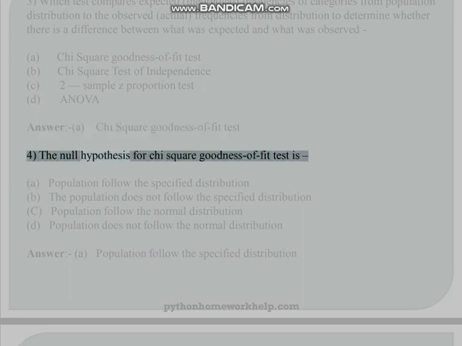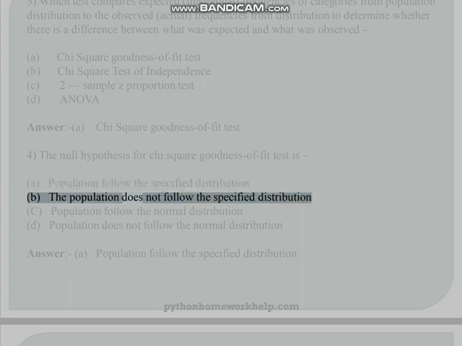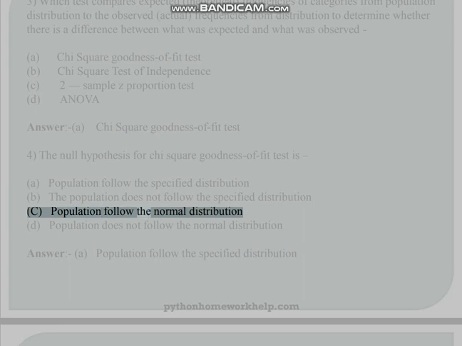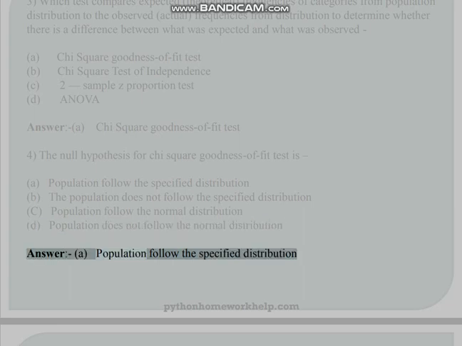4. The null hypothesis for chi-square goodness of fit test is: A. Population follows the specified distribution. B. The population does not follow the specified distribution. C. Population follows the normal distribution. D. Population does not follow the normal distribution. Answer: A. Population follows the specified distribution.